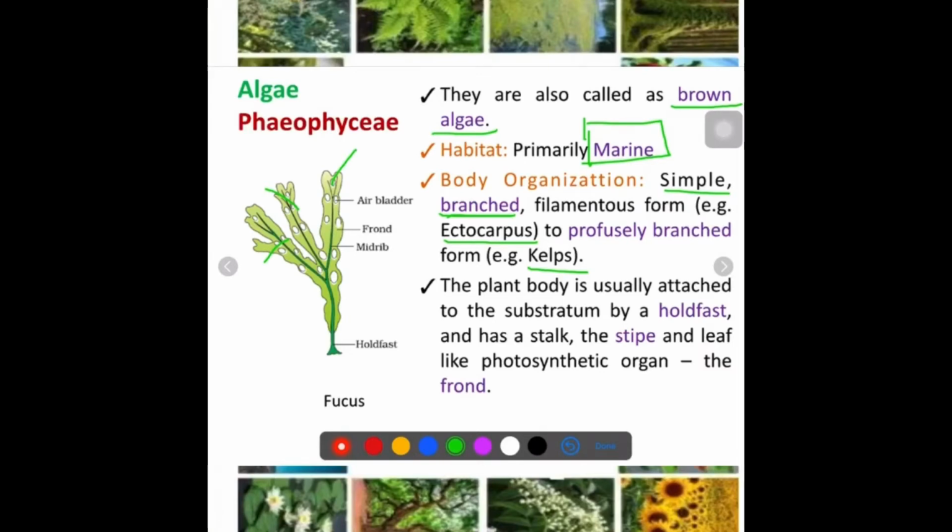Now here if you see the plant body organization, there are three parts in it. The first one is called the holdfast.